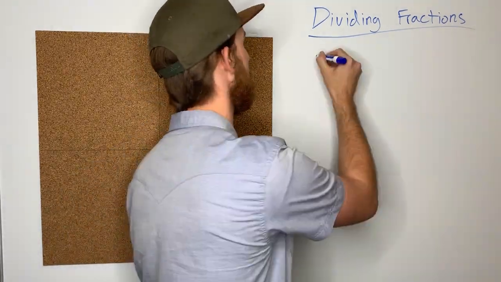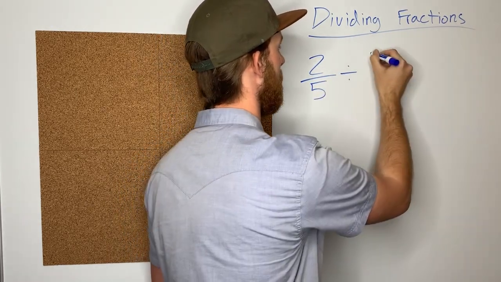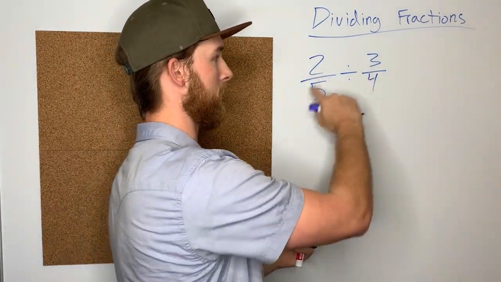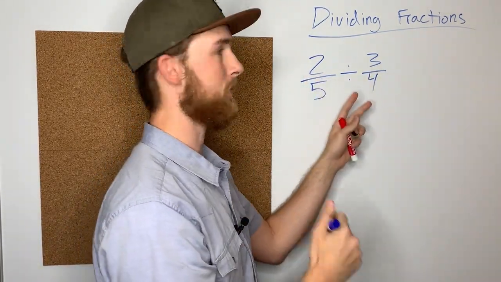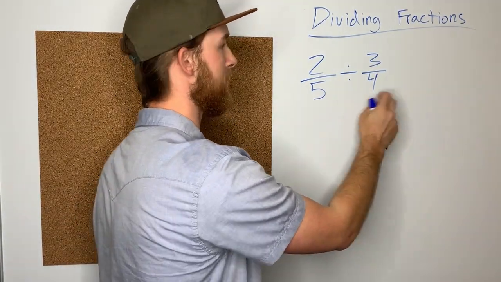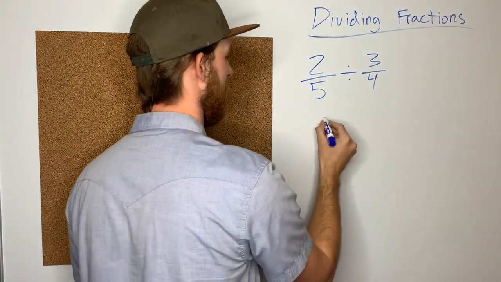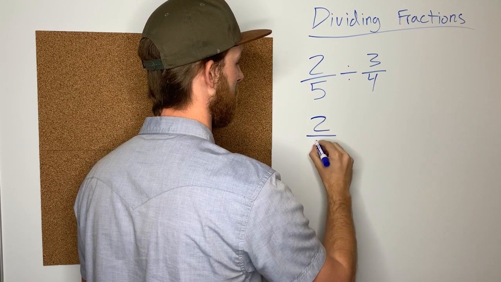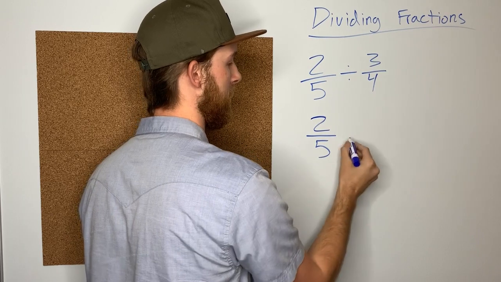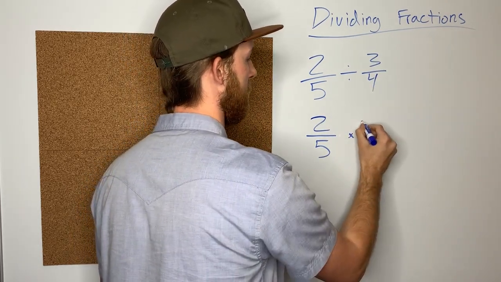Let's say that you're given 2/5 divided by 3/4. Unlike in multiplication, where you just multiply straight across and simplify, we have to do one extra step, and that's where the reciprocal comes in. To divide fractions, we actually need to flip the second fraction and then multiply. So what I mean by that is you take your first fraction, which stays exactly the same, you change that division sign to a multiplication symbol, and you flip the second one.